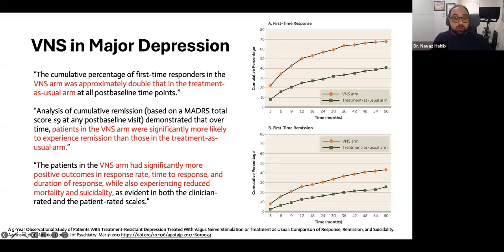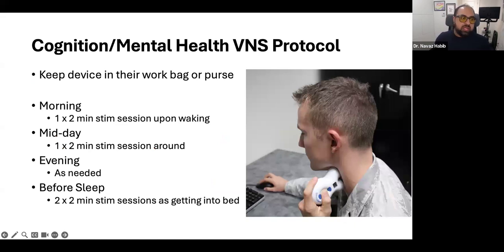So here's the protocol that I've begun using with my patients for improvements in cognition and mental health. And that is keeping their device in their work bag or in their purse. In the morning, a 1 to 2 minute stimulation upon waking. In the middle of the day, to help them maintain good cognitive function through the day, a 1 to 2 minute stimulation session around lunchtime. In the evening as needed, and then before sleep, getting back into that sleep routine.